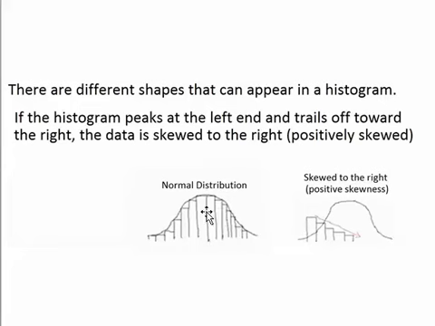If it peaks to the left of where a normal distribution would peak, and then gradually trails off to the right, it's called a positive skewness, or people sometimes instead call it skewed to the right, because it trails off gradually toward the right end, like this. So if it peaks at the left end, it's actually skewed to the right, because it's gradually trailing off toward the right.